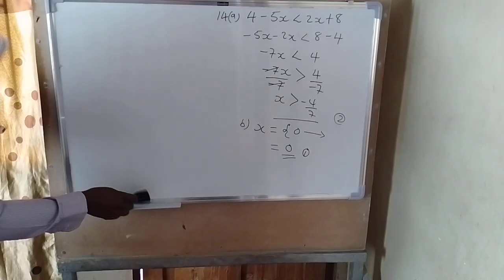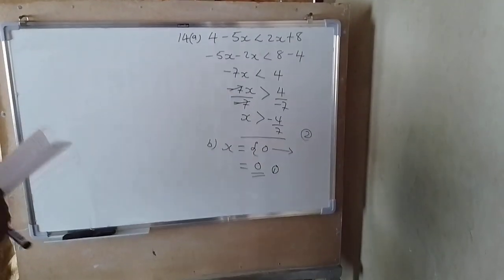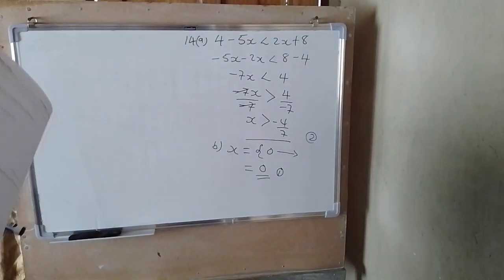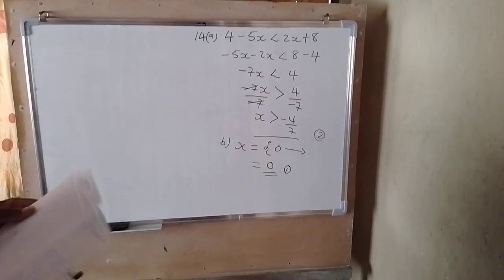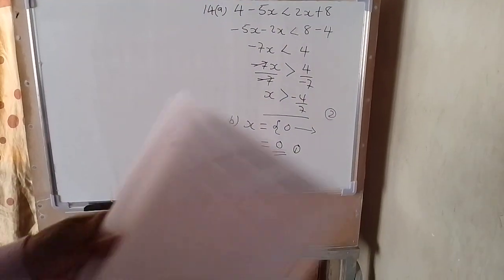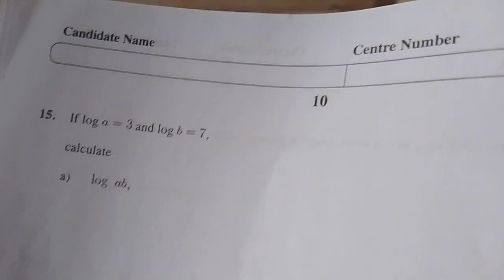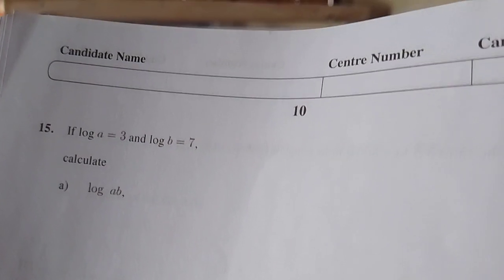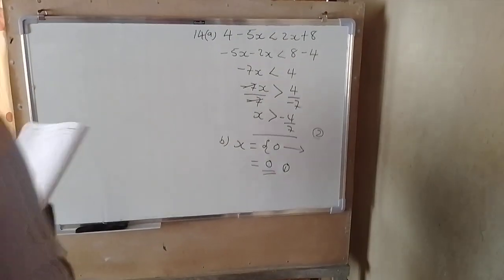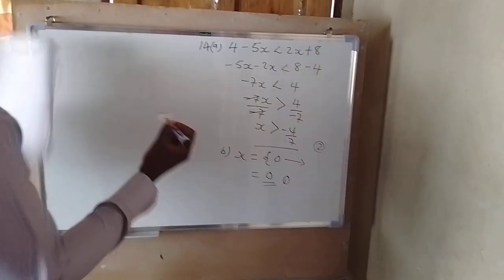Now, let's move on to number 15. Number 15 is on logs. Given that log A is equal to 3 and log B is equal to 7, calculate log AB. We are simplifying these logs using the laws of logarithms.